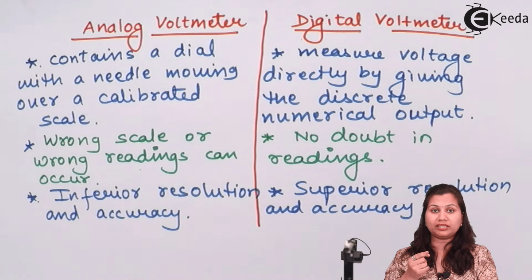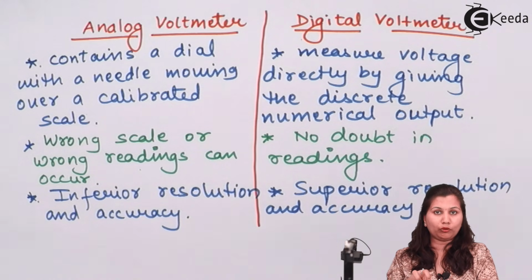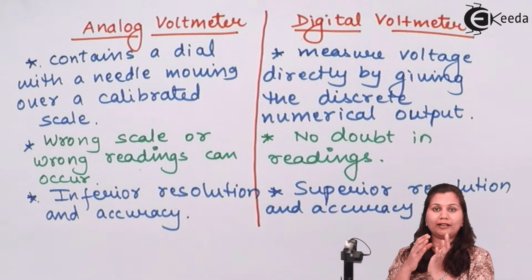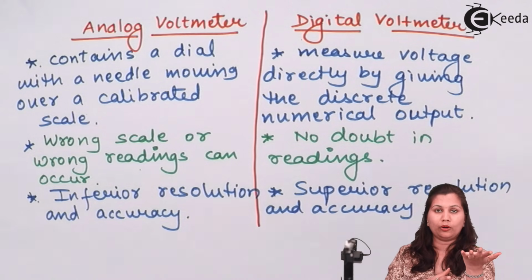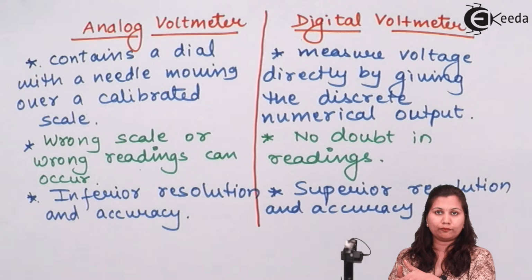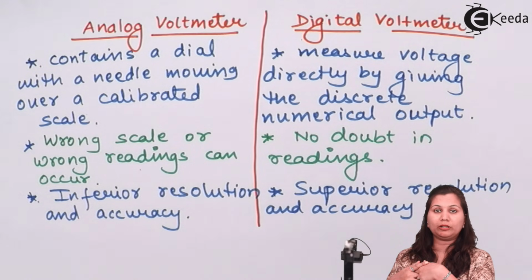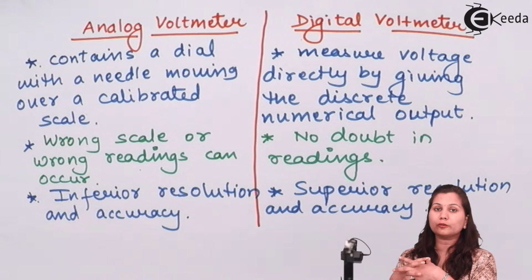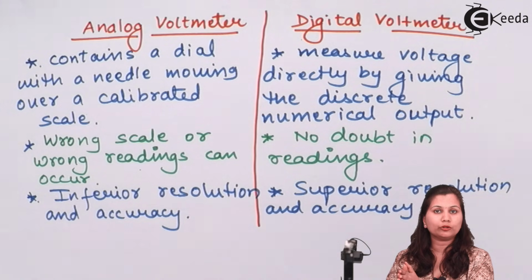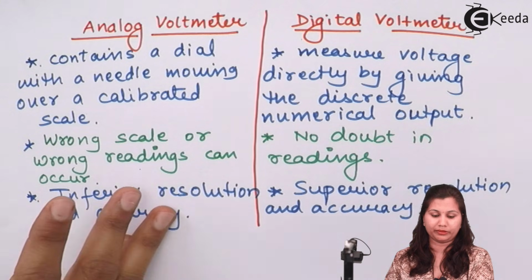But if we have to read this minute value, 0.101 volts, from an analog voltmeter, that will be difficult because it gives us values only in millivolts. Less than that value will not be indicated on the analog voltmeters. So digital voltmeters have more accuracy and superior resolution in comparison to the analog voltmeters, because the scale reading is limited in the case of analog instruments.